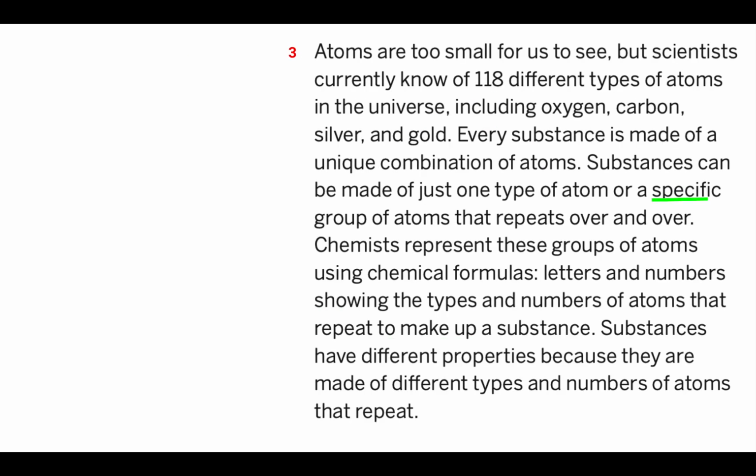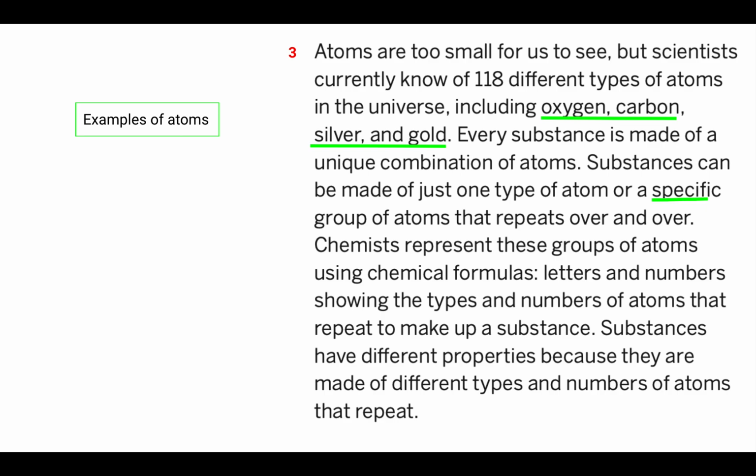Okay, paragraph number 3. Atoms are too small for us to see, but scientists currently know of 118 different types of atoms in the universe, including oxygen, carbon, silver, and gold. So these are examples of atoms. Every substance is made of a unique combination of atoms.